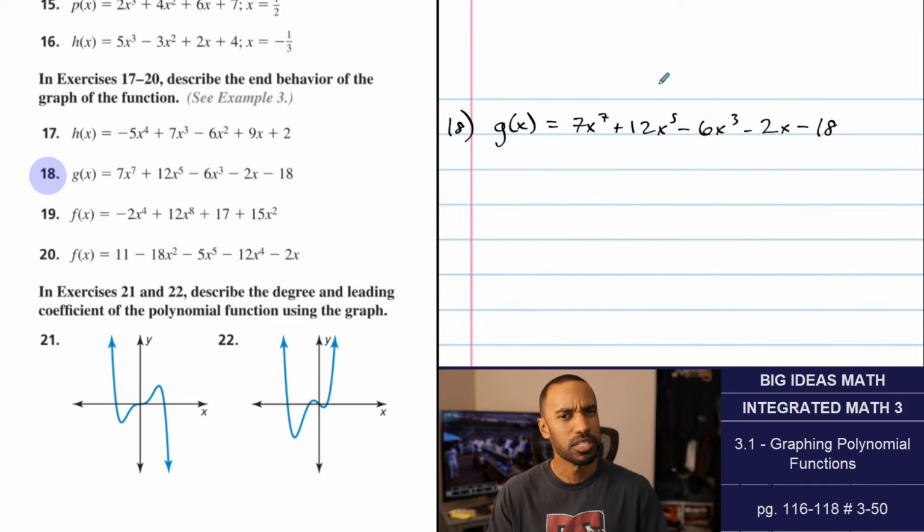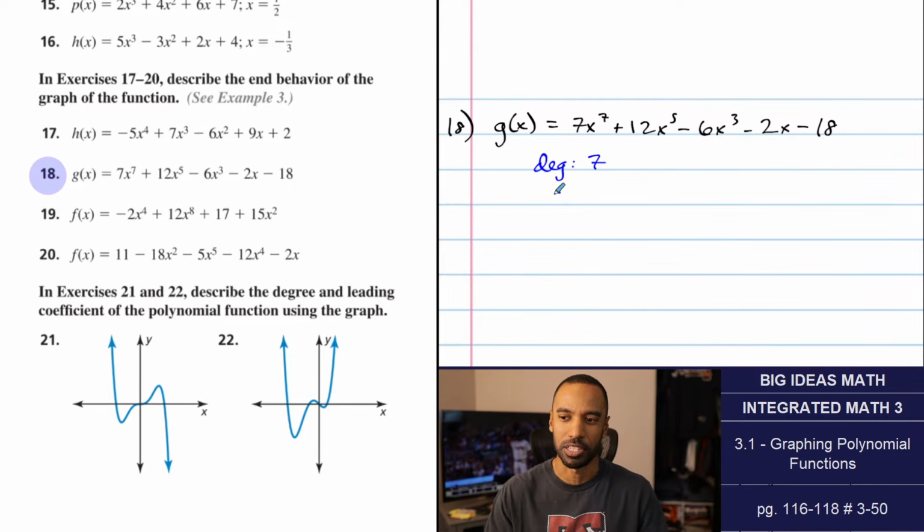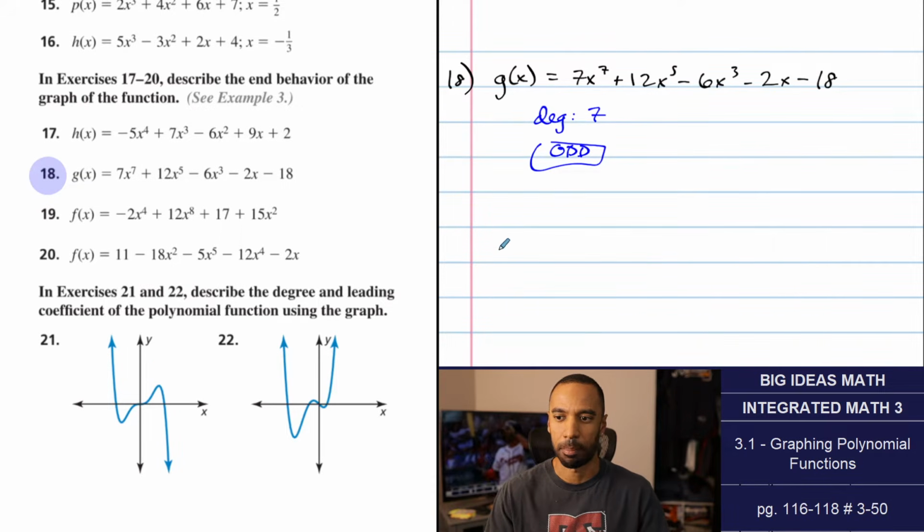Yes, it is. A seventh degree polynomial, I don't know if it's called a heptic or something like that. I'm not actually sure. Septic? Anyway, degree is 7. That makes it odd. It's an odd degree polynomial. That means it has one of two things that can happen. It can either start down and finish up, or start up and finish down. Which one? It depends on the sign.